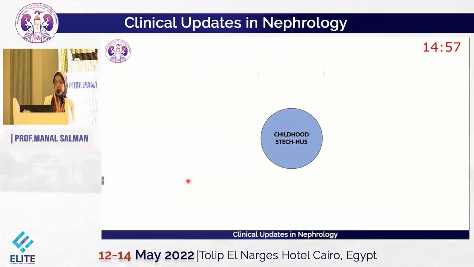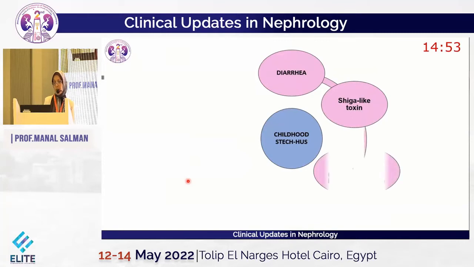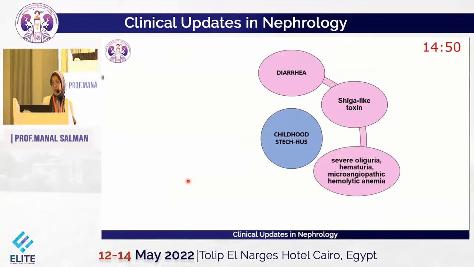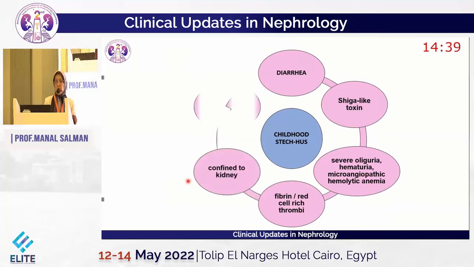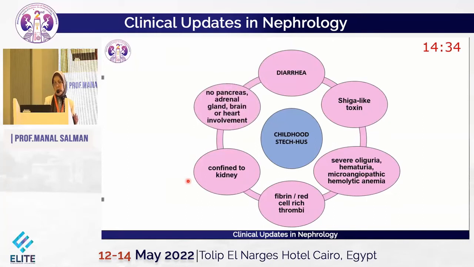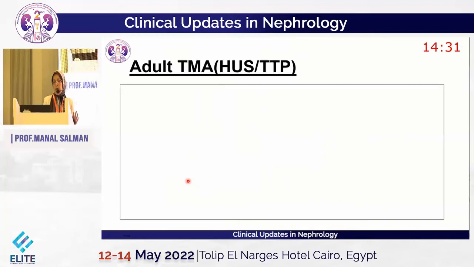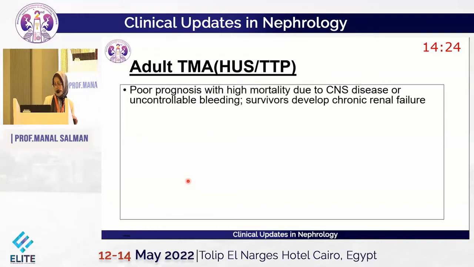The childhood HUS is characterized by diarrhea. It's caused by Shiga-like toxin secreted from E. coli, and we have severe oliguria, hematuria, and microangiopathic hemolytic anemia. In the kidney, we have fibrin-rich red cell-rich thrombi present in the glomeruli and some of the arterioles. It's usually confined to the kidney with absence of involvement of other organs, and usually it has a good prognosis.